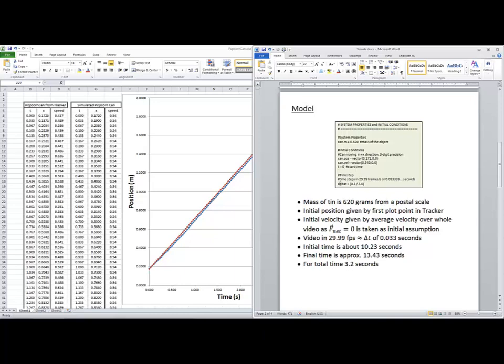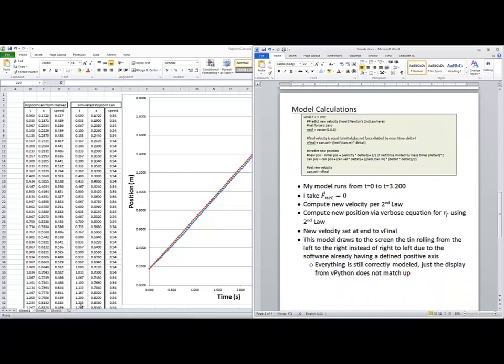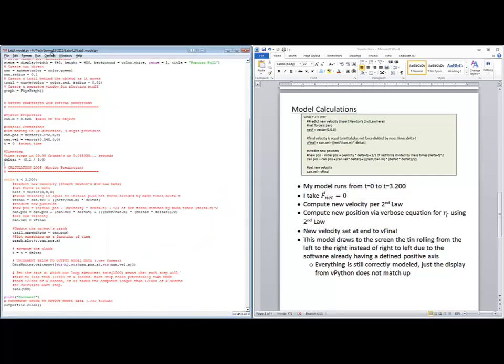I just started time at 0, and I set my time steps to 0.0333, etc., which I can obtain easily by setting delta t equal to 0.1 divided by 3. I started the tracking at about 10 and 4 seconds and ended nearly 13 and a half seconds, so my total time is about 3.2 seconds. The calculations I had for my model, which I will go ahead and show you.